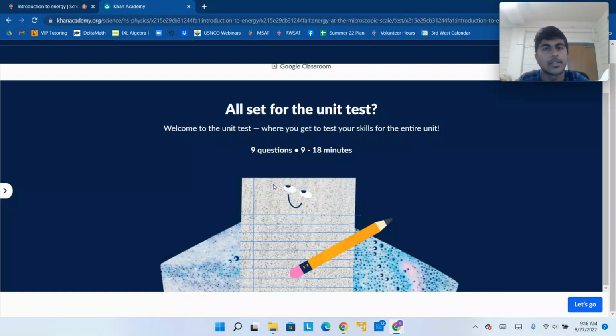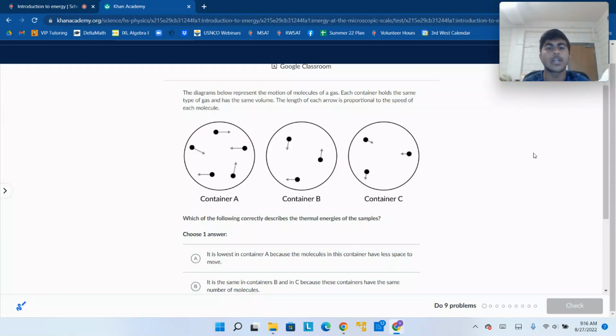And with that, let's get started on our first question. Here we go. The diagrams below represent the motion of the molecules of a gas. Each container holds the same type of gas and has the same volume. The length of each arrow is proportional to the speed of each molecule. So the following correctly describes the thermal energy.